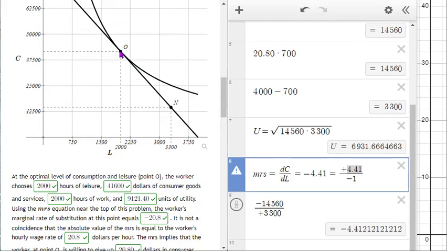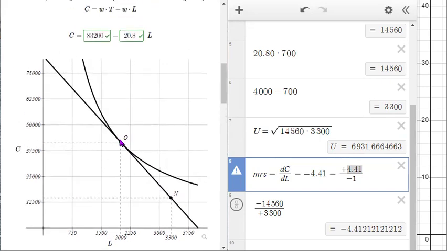At every point between O and N, you can draw an indifference curve, and that indifference curve is going to be closer to the origin, representing fewer units of utility. So here we only have 6,931.67 units of utility. As we reduce our leisure along the budget line, we're getting more consumption. Our utility is growing until we get to point O, and then our utility is maximized.